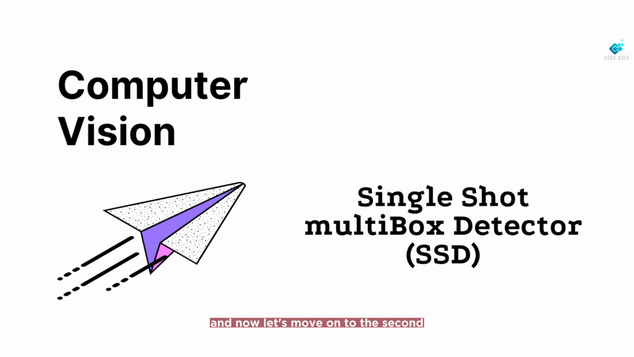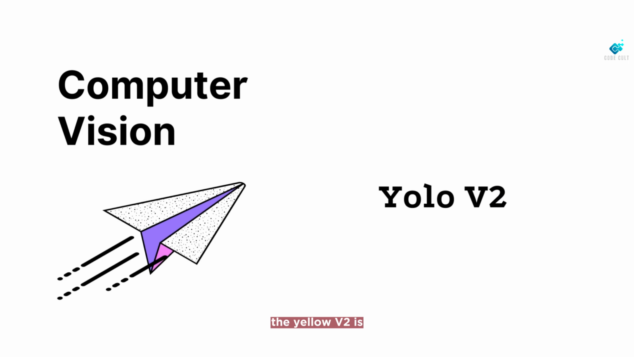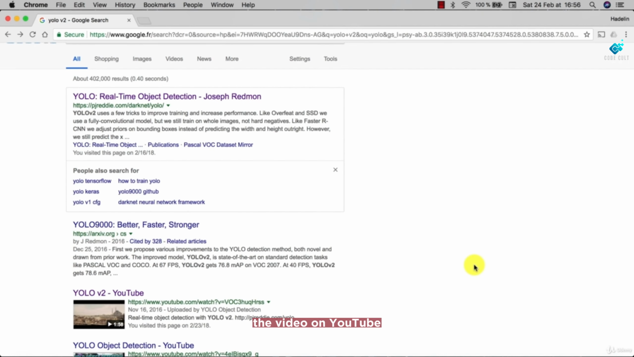And now let's move on to the second amazing deep learning and computer vision model, which is the YOLO V2. The YOLO V2 is, for some people, even better than the SSD. It is not implemented in our deep learning and computer vision course, so feel free to check out some other courses. But since it is not implemented, right now I'm going to walk you through the video on YouTube.